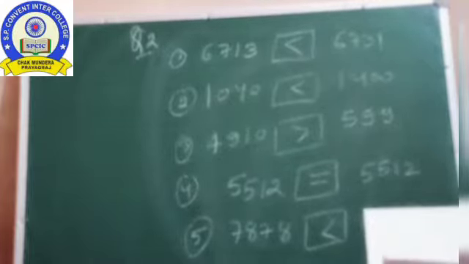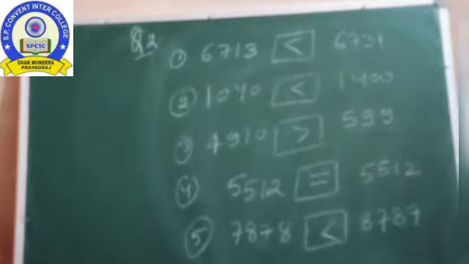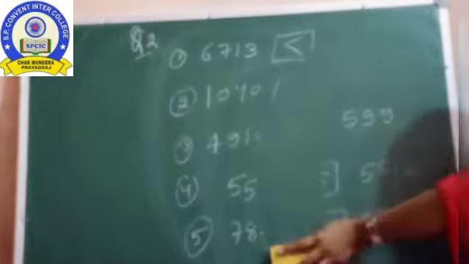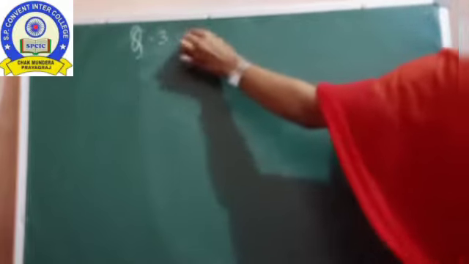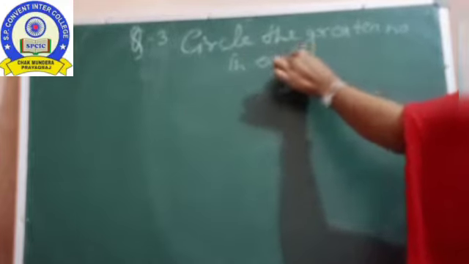Question number third. Circle the greater number in each pair.